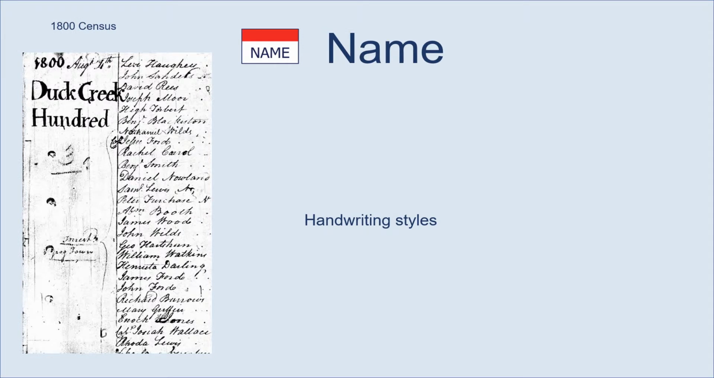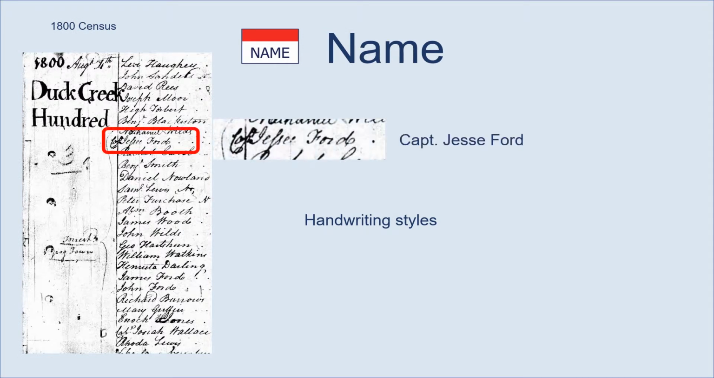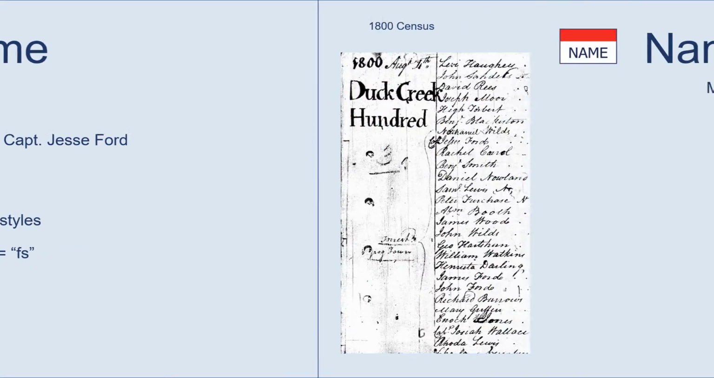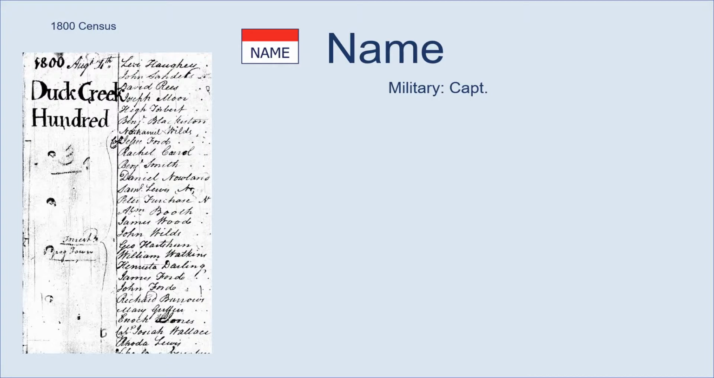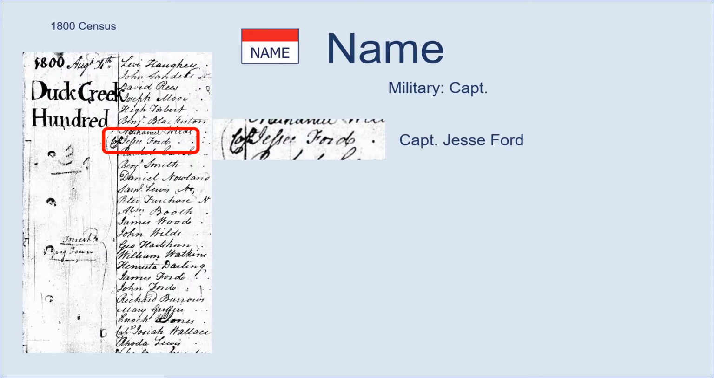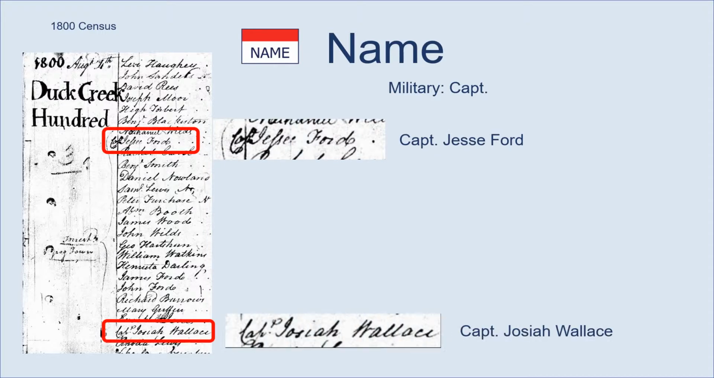Census takers often used handwriting styles from other countries. Captain Jesse Ford. When there was a double S in cursive writing, it was common to use the FS symbols to represent SS, as seen in the name Jesse. Two men were listed as captain. This means they were likely a captain in military service. This is a clue to search for military records, especially during the Revolutionary War. Captain Jesse Ford, Captain Josiah Wallace.